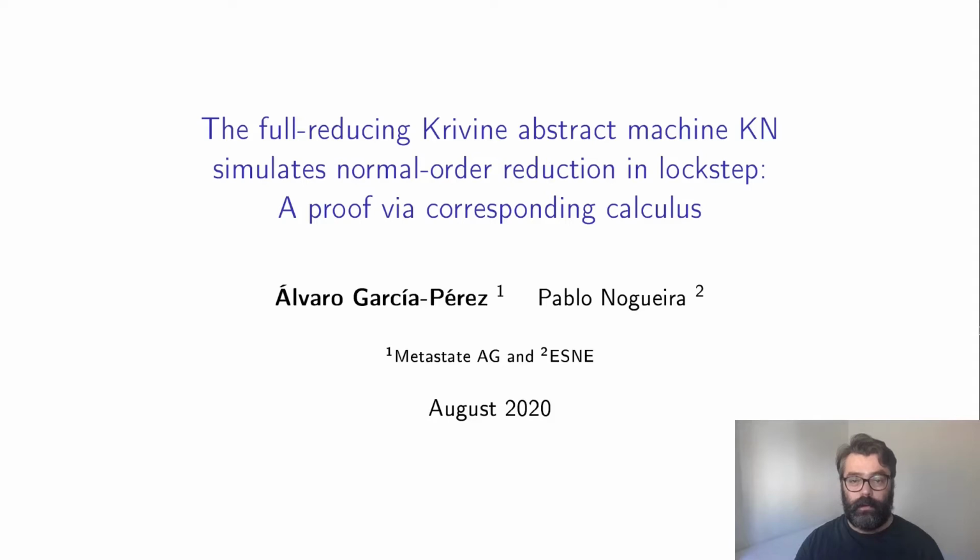In this talk, we prove properties of an abstract machine, in particular that the machine defines the same strategy as the normal order strategy of the lambda calculus.